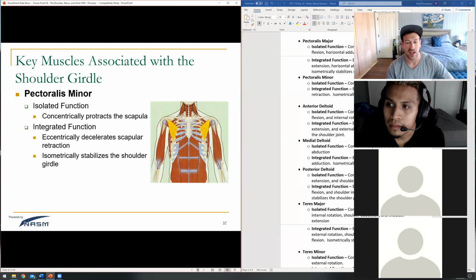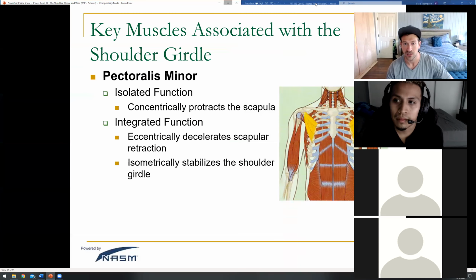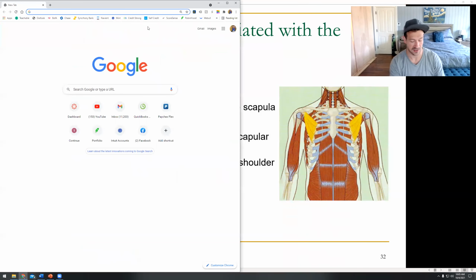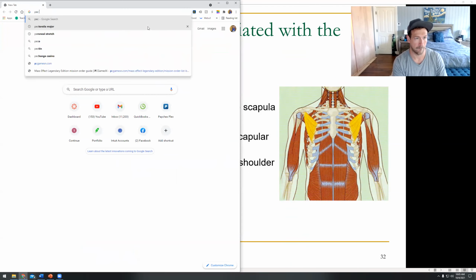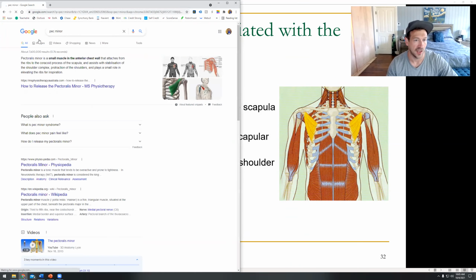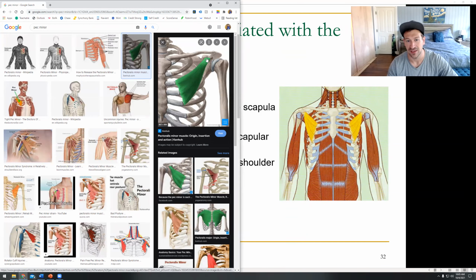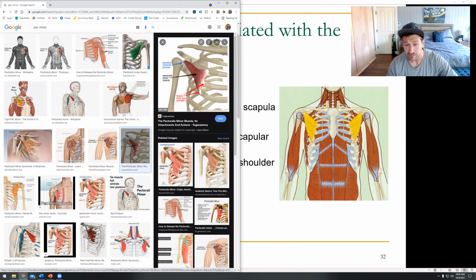So your pec minor actually grabs your scapula. Right here on your coracoid process, which is that little knob that lives underneath your collarbone. It's that little weird hook that I mentioned earlier, right? And it grabs these three ribs.